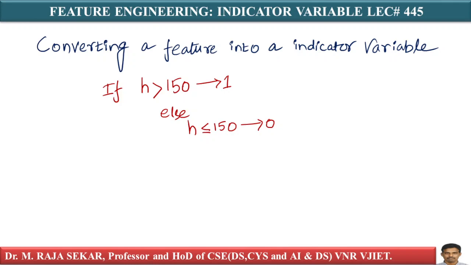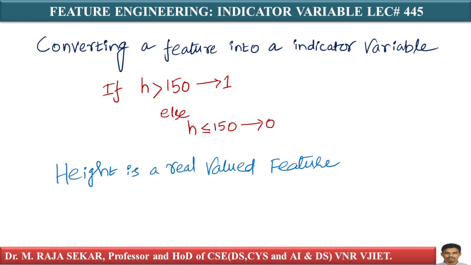So now instead of using height as a real valued feature, if I convert that into a binary feature, a binary indicator variable feature, its value is going to be 1 if height is greater than 150 centimeters. Its value is going to be 0 otherwise. This is called converting a feature, in this case a real valued feature, into an indicator variable feature. Indicator variables are mostly binary.